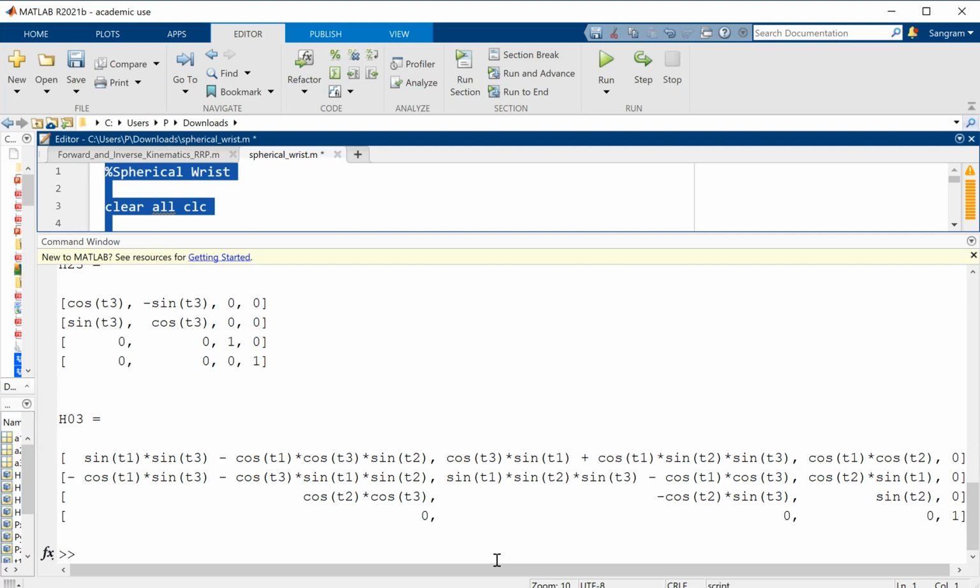Now what I want to do is solve the inverse kinematics problem on the spherical wrist. What do I mean by inverse kinematics on a spherical wrist? Inverse kinematics on a spherical wrist is when the end effector orientations are given to you, and from the end effector orientations, I want to find the joint angles. This problem is different from the problem we solved last time.